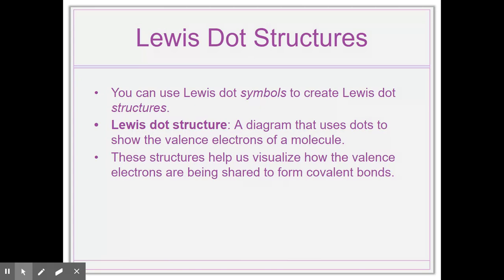But again, it is a diagram that uses the dots to show the valence electrons. So nothing's really changed in how we draw them. The only thing that's changed is now instead of having one atom, we have multiple. And I want to do this because it helps us visualize how our valence electrons are being shared when we form these covalent bonds. Remember, in covalent bonds, we're sharing electrons, and these Lewis dot structures help us look and say, okay, what is sharing with what.